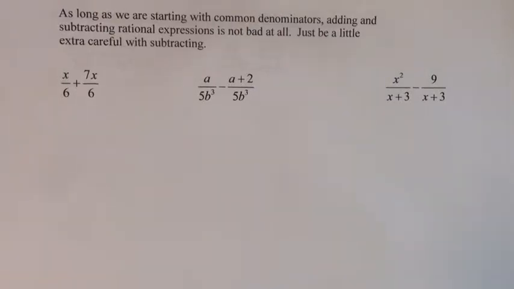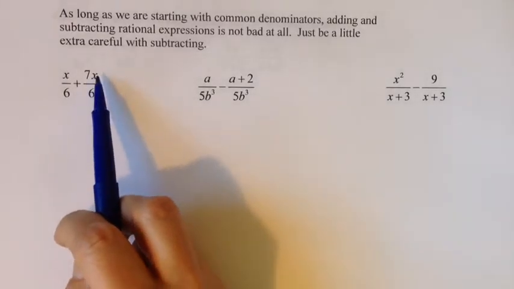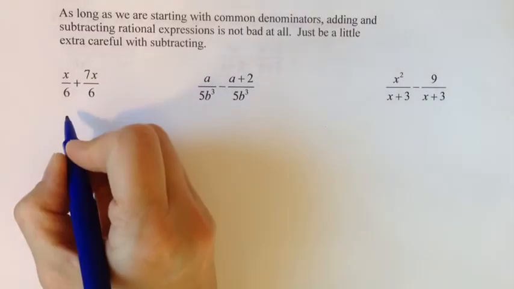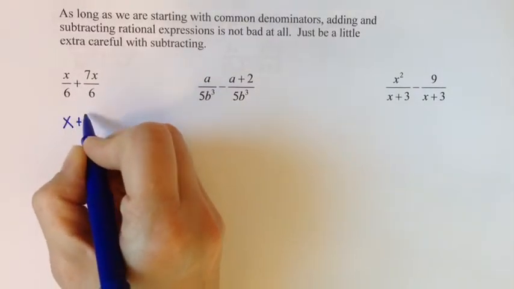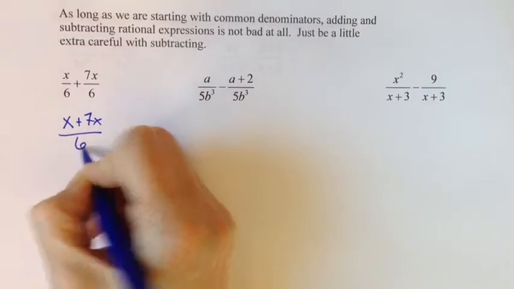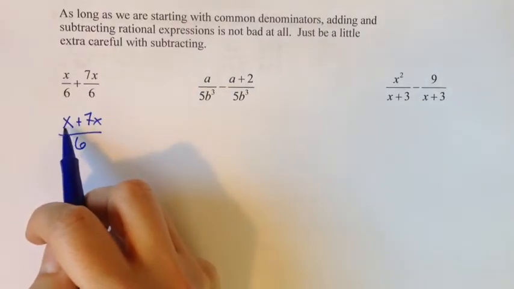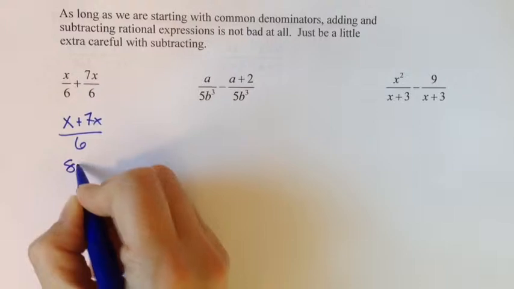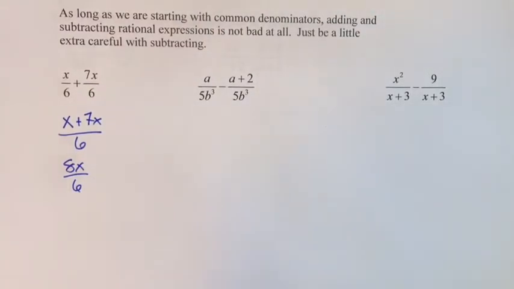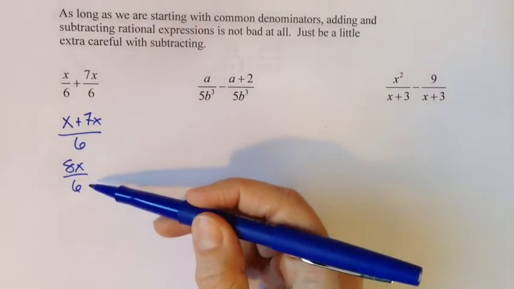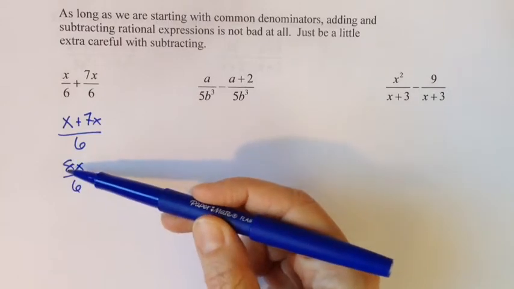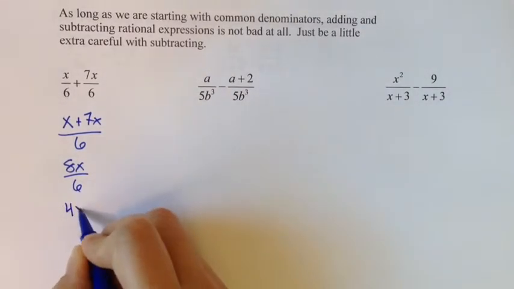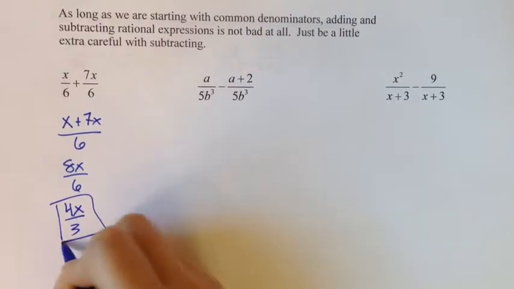For example, here I have x over 6 plus 7x over 6. These guys have the same denominator, so I just need to add my two numerators together, giving me x plus 7x over 6. And then I notice, hey, x and 7x can actually be combined since they're like terms, which gives me 8x over 6. Finally, this fraction can be reduced. 2 goes into 8 4 times and into 6 3 times, making this 4x over 3 as my final answer.